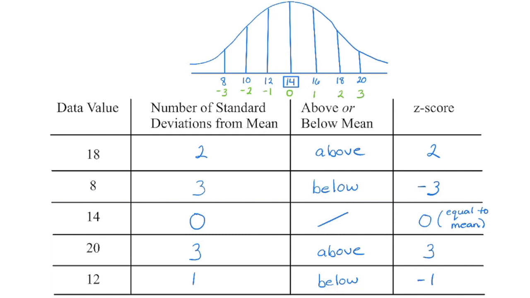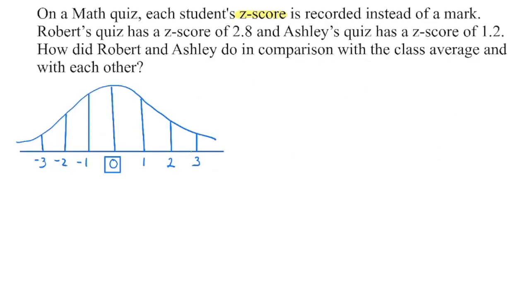So once I calculate the z-score, that instantly tells me, am I above the average or am I below the average? The higher the z-score, the further we are above the average. The lower the z-score, the further we are below that average. If you write a quiz and I give you your mark, that tells you how many questions you got right on that quiz.